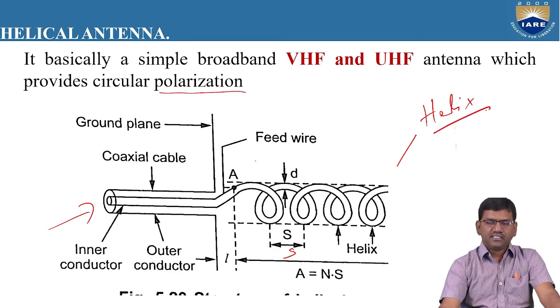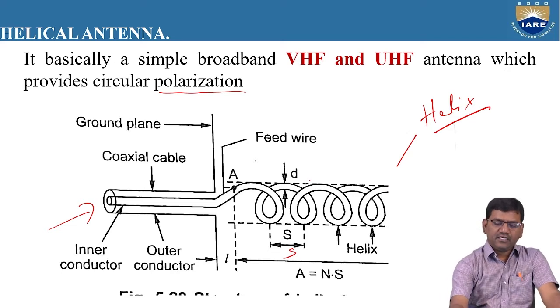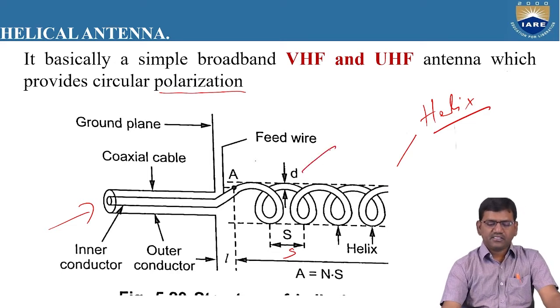This helical antenna, the material which we design for the helical antenna, is known as the helix. Here small d represents the radius of the wire, and here capital D represents the diameter of the loop, that is, the diameter of one turn.